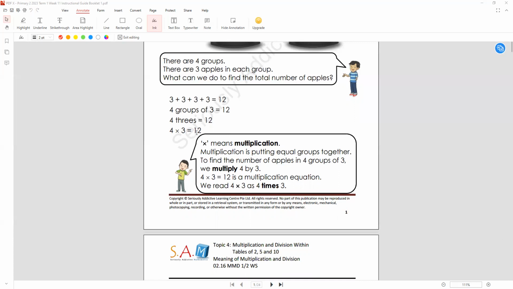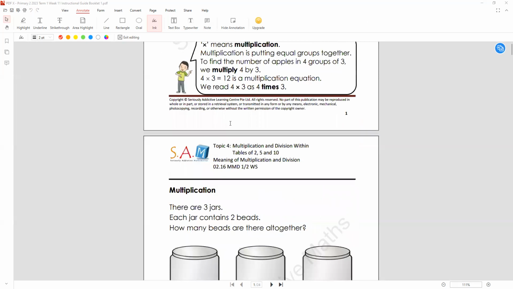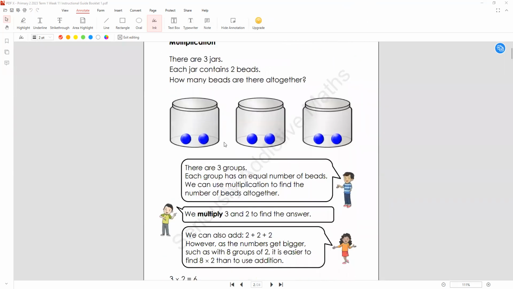You can let them know that 4 times 3 and 3 times 4 are different, but the answer is the same. How is it different? For example, 4 trays of 3 apples would be different from 3 trays of 4 apples. The number of apples is the same, but the number of trays is different. For word problems, that matters.